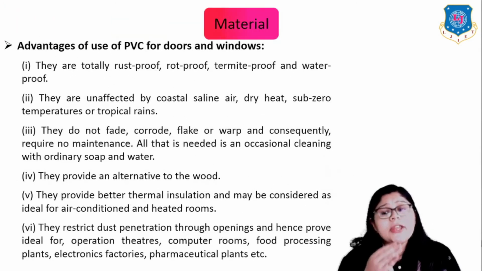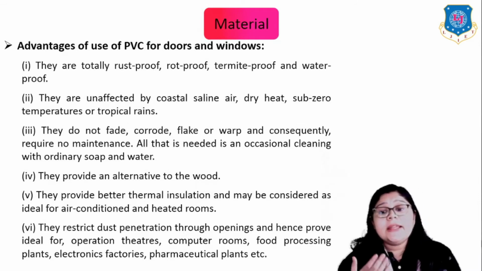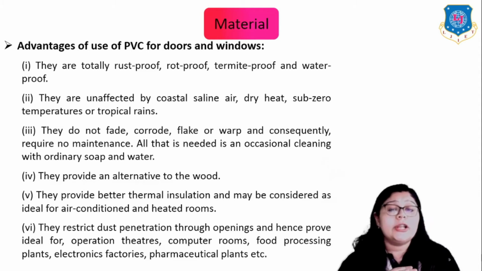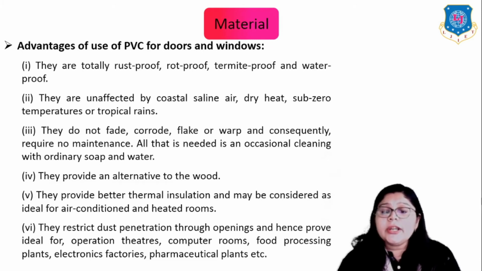Now let's see some of the advantages of the use of PVC for doors and windows. As I said, they are rust-proof, rot-proof, termite-proof and waterproof. They are unaffected by coastal saline air, dry heat, sub-zero temperatures or tropical rains. They do not fade, corrode, flake or warp and consequently require no maintenance. All that is needed is an occasional cleaning with ordinary soap and water. They provide an alternative to wood.